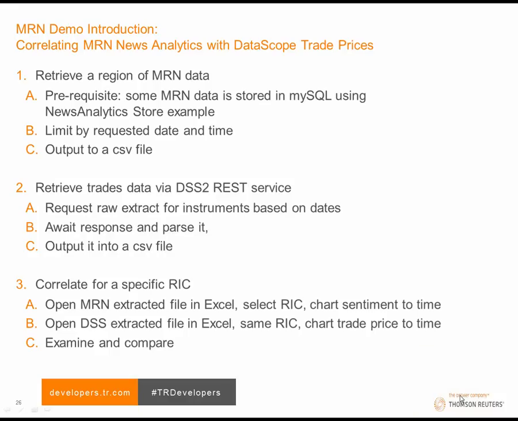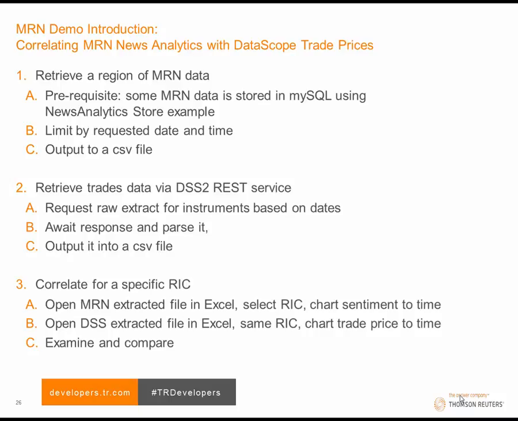MRN DSS example introduces correlating two sources of data, one of which is MRN News Analytics. This example is part of a large set of examples that correlate one or more sources of data with MRN data. Let's discuss how we're going to go about this. First, we retrieve a region of MRN data limited by interval of time.